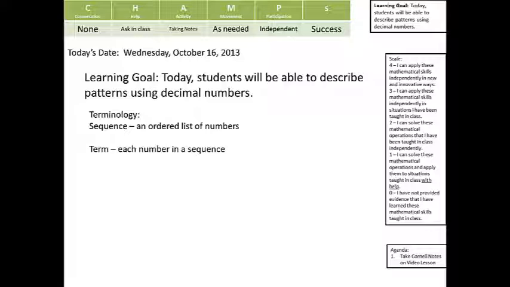The second word or term you need to know is term. And basically a term is the specific number in the sequence. So each number is a term.